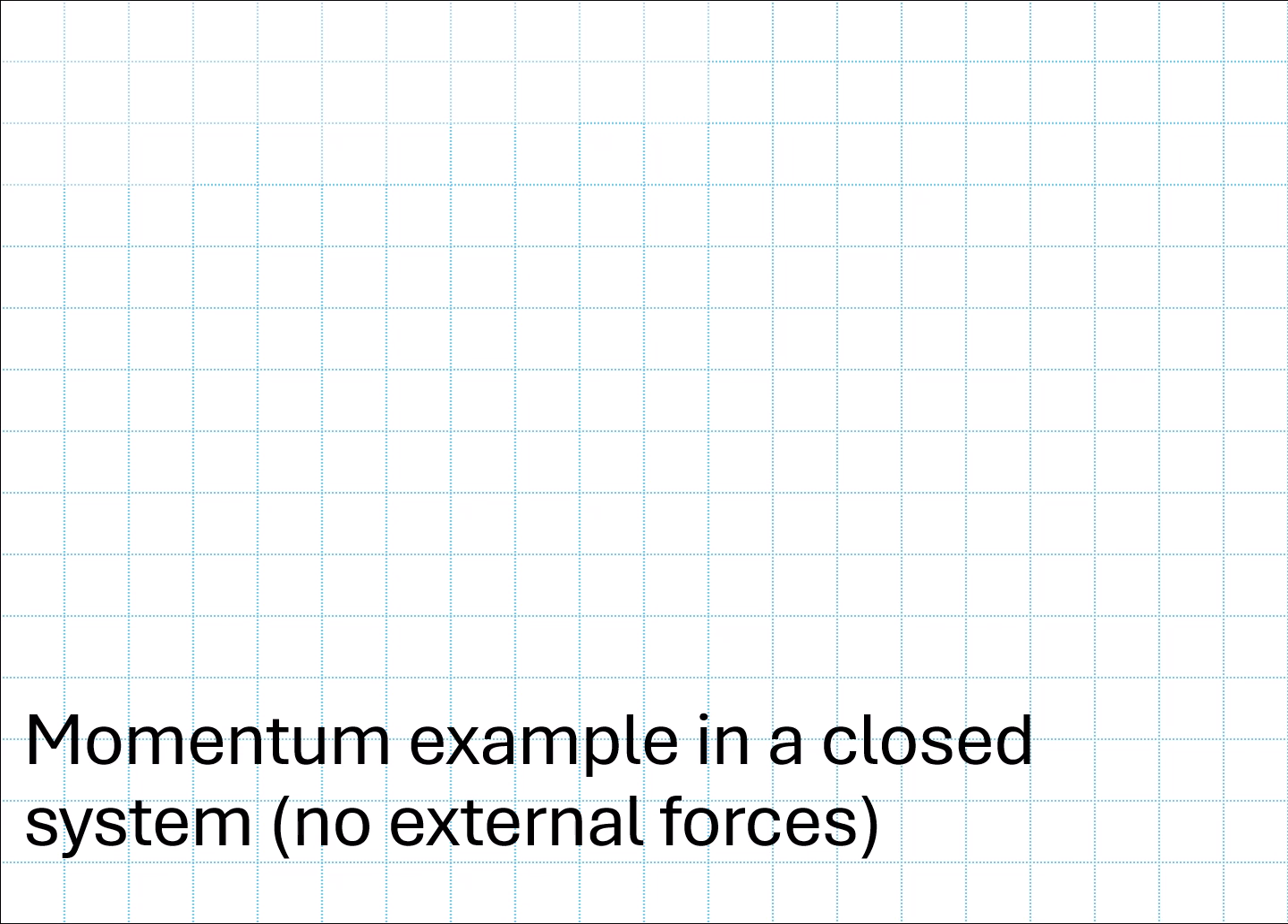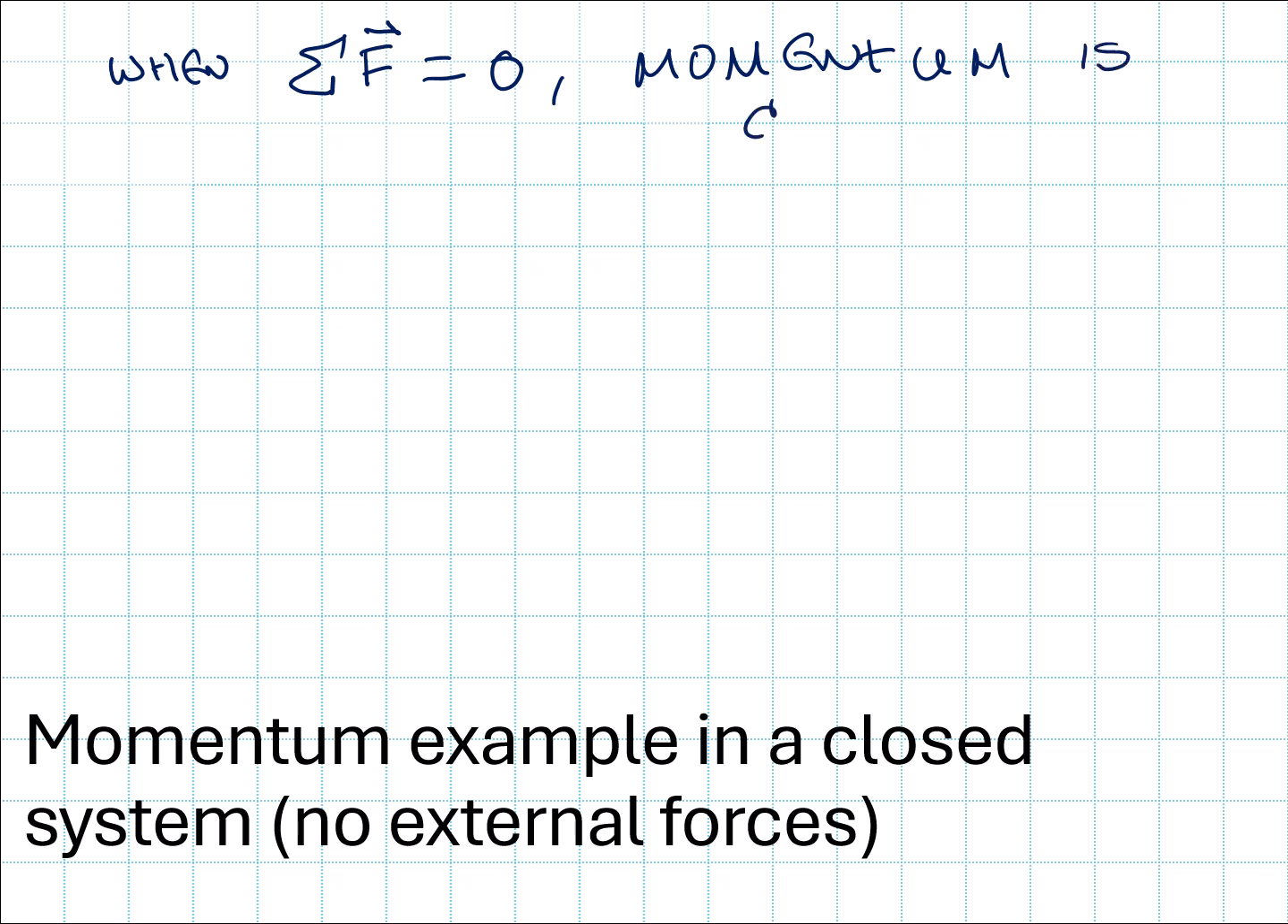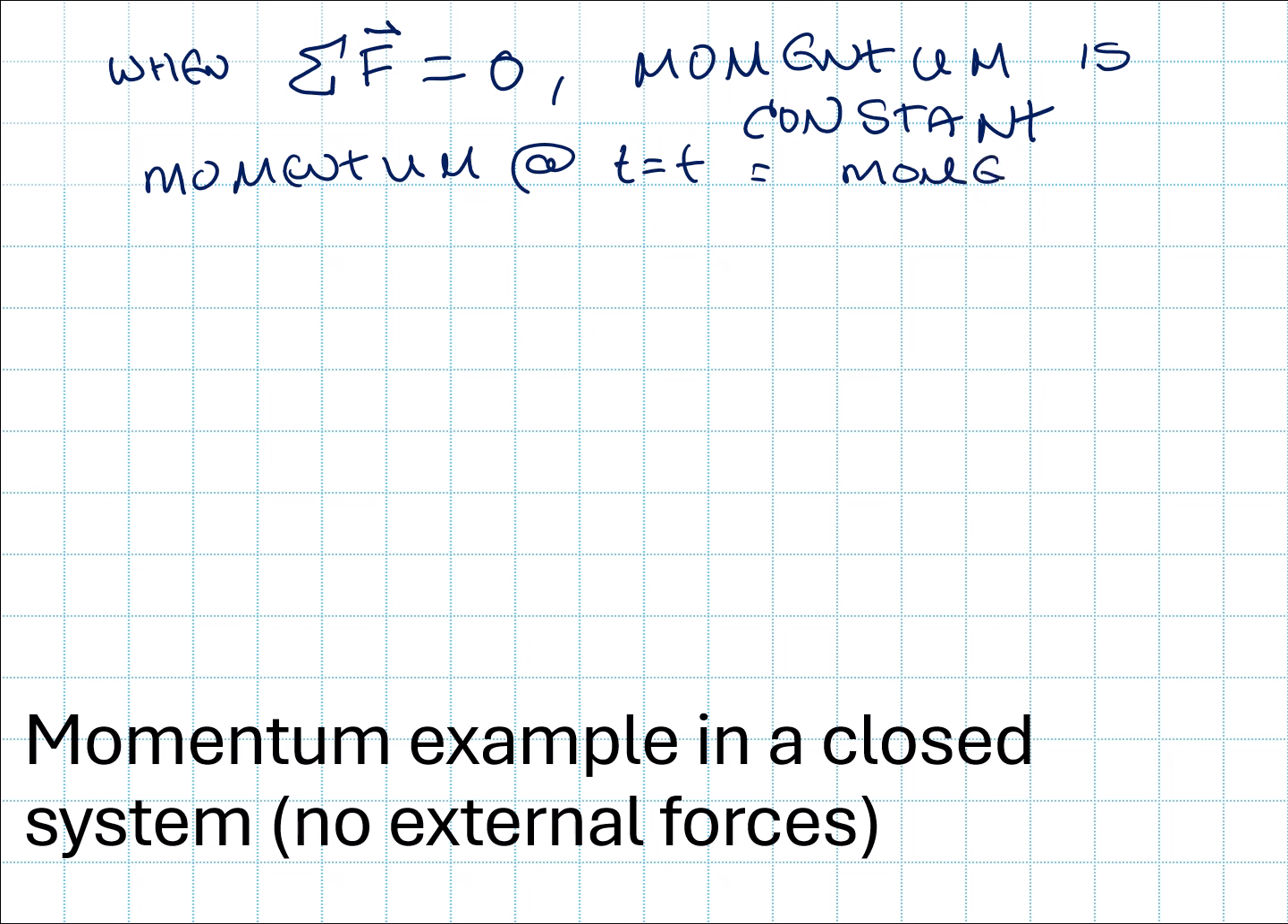So our solution here is to apply our Newton's second law as our governing equation. And we've already written that the application of Newton's second law to a situation where the sum of external forces is equal to 0, that momentum of a system isn't changing. So what that means is that momentum at time t has to be equal to momentum at time t plus delta t.